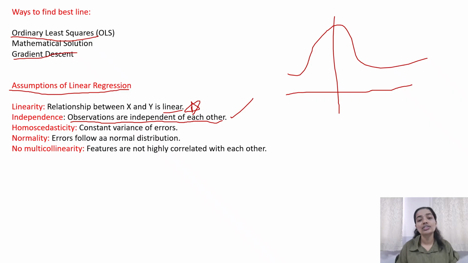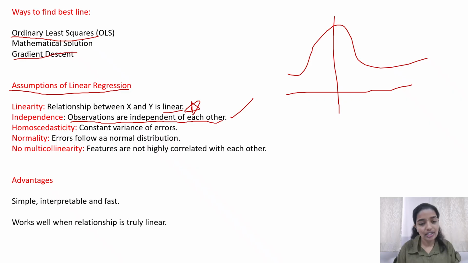And then features are not highly correlated to each other. So this is exactly independence. We can say that they are independent. They are not very related to each other. These are the assumptions of linear regression.